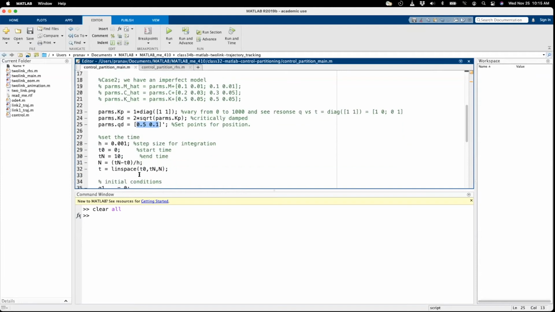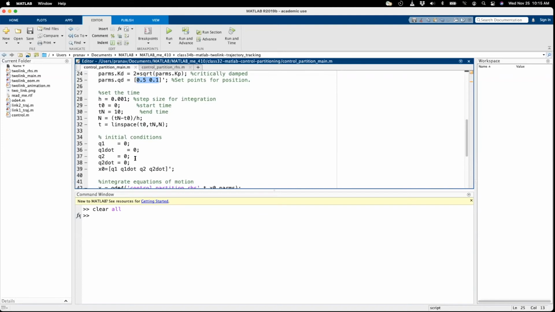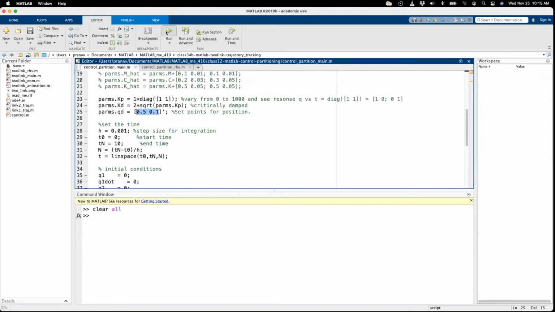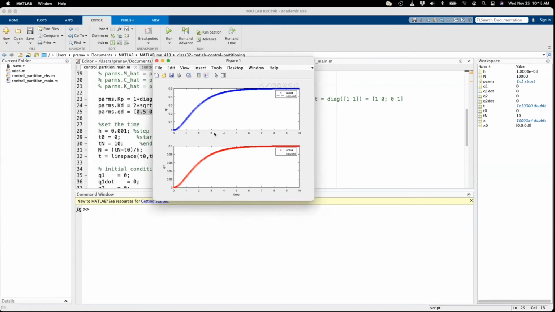And I start the system at 0, 0, which is shown here. The state as well as the position and the velocity is 0. And let me just run this first. Okay, what you see here is a plot of Q1 and Q2. Remember that Q1 had to go to 0.5 and Q2 had to go to 0.1, which they do in about, let's say, 6 seconds.